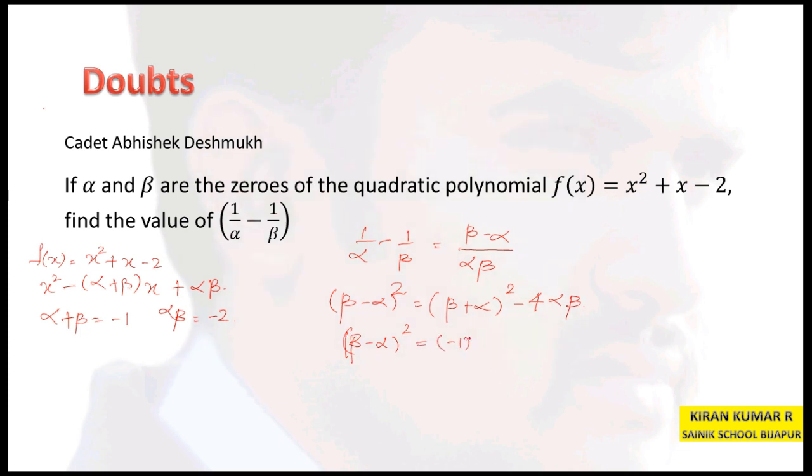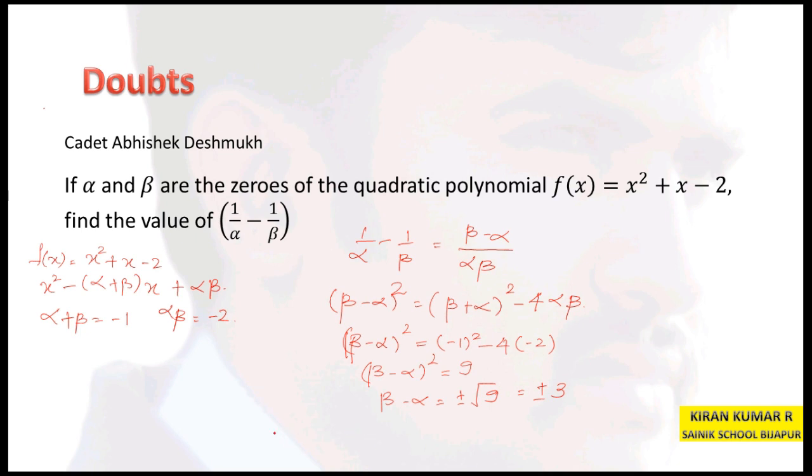So I have considered this identity so that I get beta minus alpha whole square as minus 1 whole square minus 4 times minus 2. This minus 1 whole square becomes positive 1. Minus 4 times minus 2 is a positive 8. Upon adding them, we get 9. So beta minus alpha will be plus or minus root 9, which is equal to plus or minus 3.